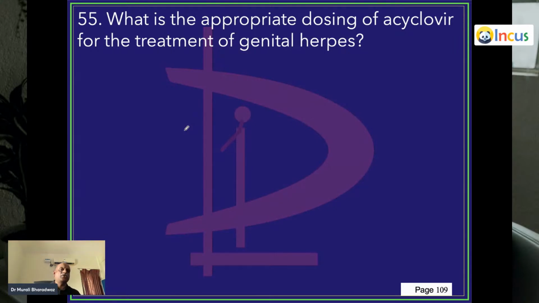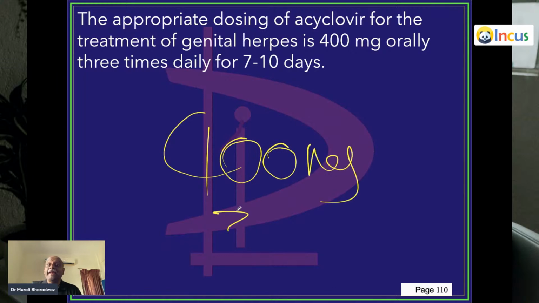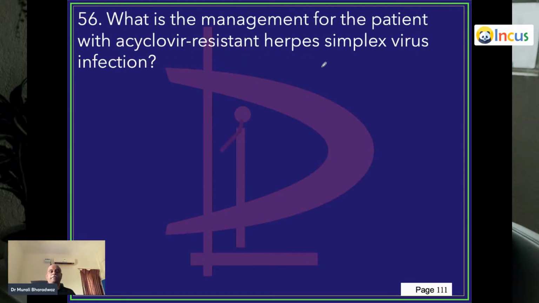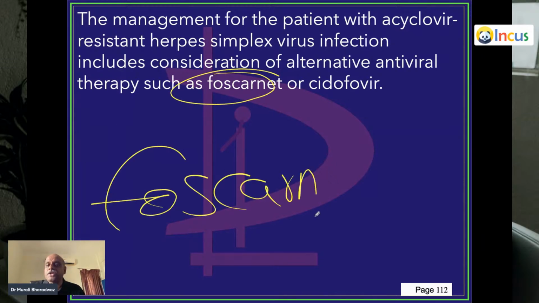What is the correct dosing of acyclovir, doctor, for genital herpes? 400 mg, 3 times daily, big tablets. You need to set an alarm to take it. For 7 to 10 days is what you need to remember. If at all there is any acyclovir resistance, how do you want to manage? Foscarnet, please don't forget. Foscarnet and cidofovir.